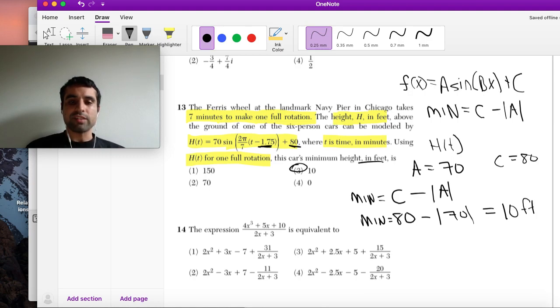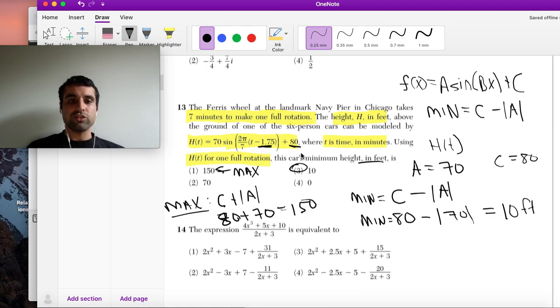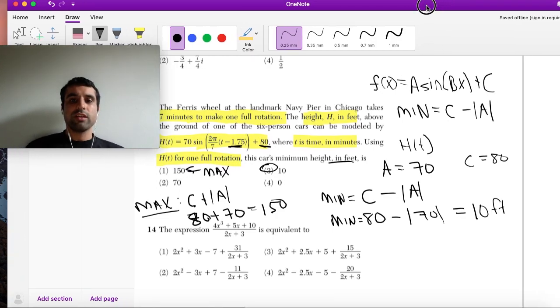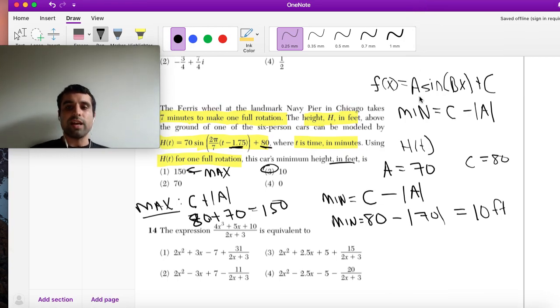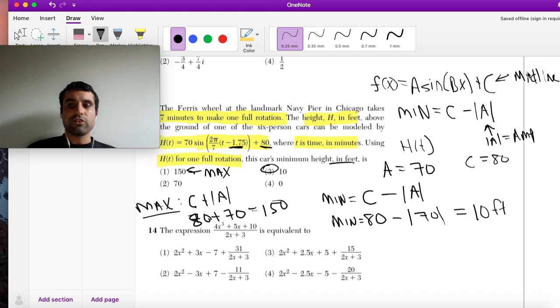And if I want the maximum, I would just do c plus the absolute value of a, which works out to 80 plus 70, which is 150. And that's our max. All right, look that up. That's trigonometric functions, sine and cosine graphs, relating amplitude, which is the absolute value of a, to midline. This is amplitude, the absolute value of a, and c is your midline. So look that up if you need to.